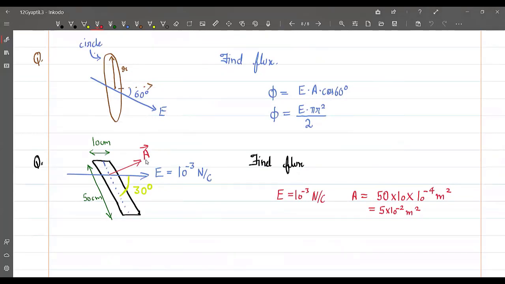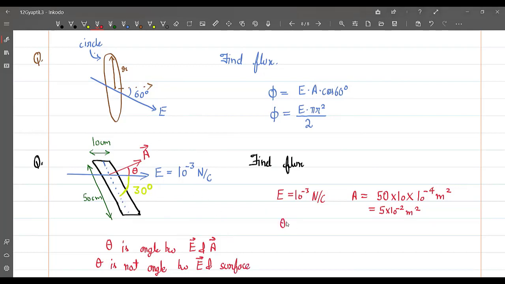So what is theta? Theta is angle between E and A, not E and the surface. So this is what you should take as theta. Theta is angle between E vector and A vector. Theta is not the angle between E vector and the surface. So if this is 30 degree, then your theta will be 60 degree. Calculate the correct answer now.